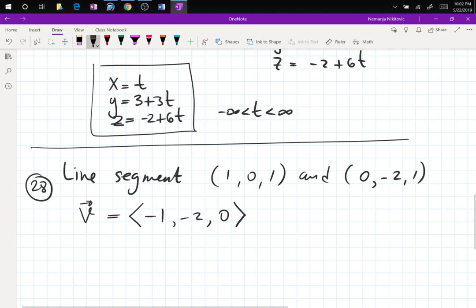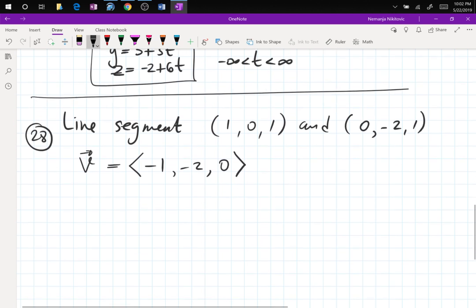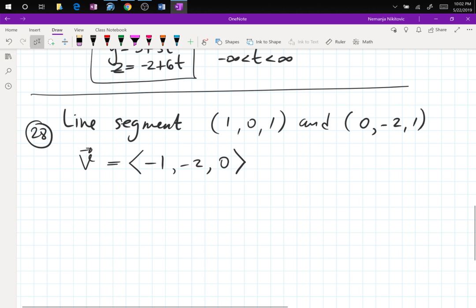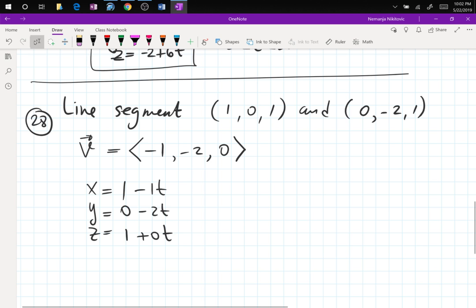So when I subtract 0 minus 1, that's negative 1. Negative 2 minus 0, negative 2. And 1 minus 1 is 0. So I have that. And then I have my x, y, z. My fixed point 1, 0, 1, minus 1t, minus 2t, and then plus 0t. And I write this as x equals 1 minus t, y is equal to negative 2t, and z equals 1.